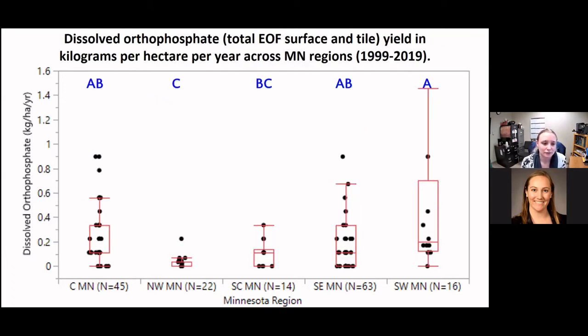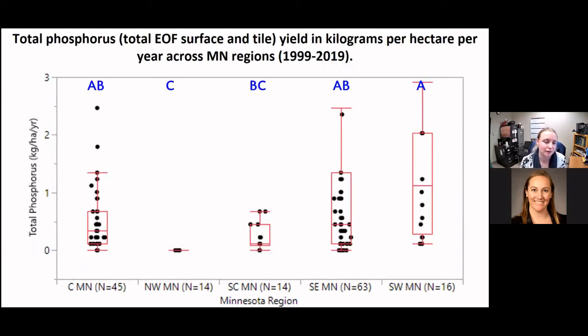And so when we look at total phosphorus and total edge of field surface and tile yield in kilograms per hectare per year, again across these same regions and years, ranging here on the y-axis 0 to 3 kilograms per hectare per year for total phosphorus, we see that Northwest Minnesota has its own, it's statistically unique from the rest of the data sets again. So is Southwest Minnesota. And so seeing that difference again here between the northern part and the southern part of Minnesota, we're getting sort of a glimpse of what's varying in these variables across Minnesota.